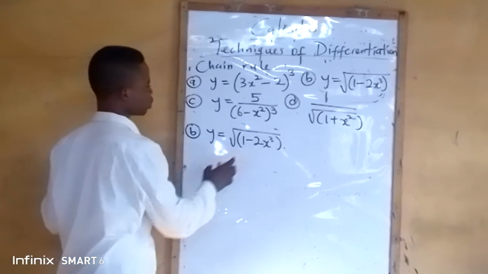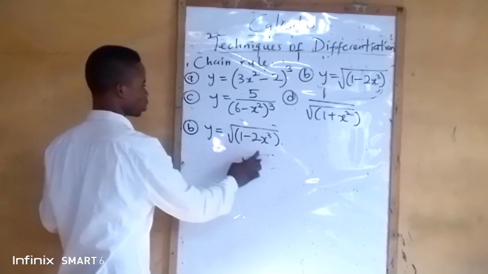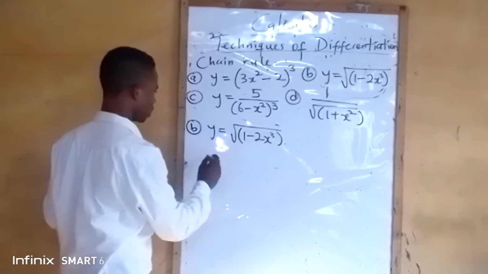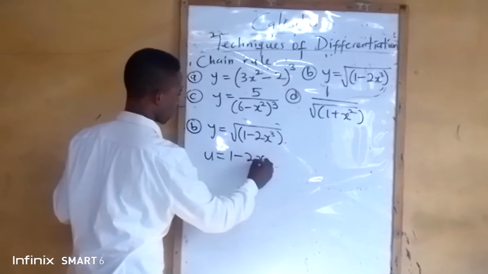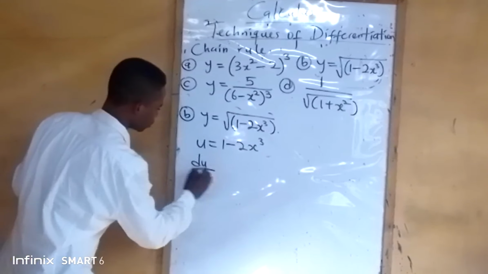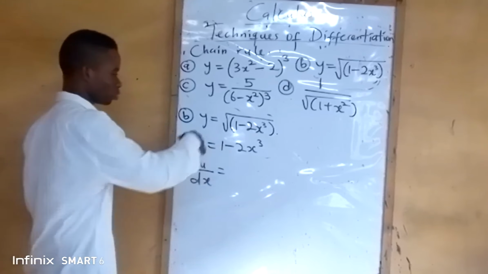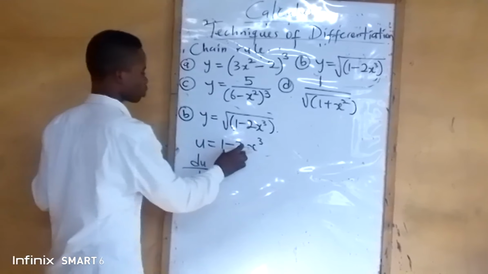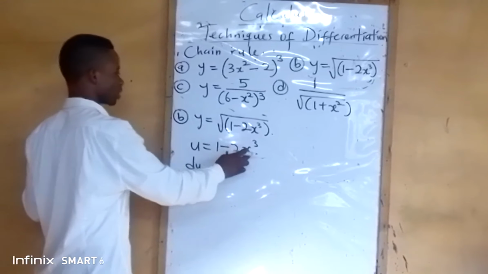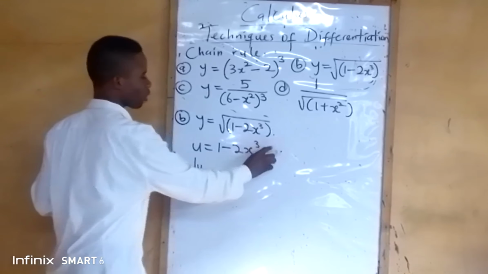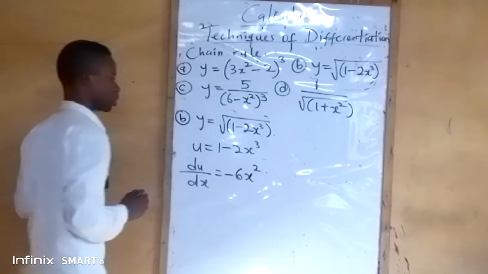For number 2, same way, represent everything you see under the square root by letter u. That means u equals 1 minus 2x cubed. du/dx. What's the differentiation of 1? 0. So that one has gone. What's the differentiation of minus 2x cubed? You use this 3 to multiply minus 2x. That is minus 6x, and you remove 1 from this 3. That will be minus 6x raised to power 2. That's the differentiation of this.